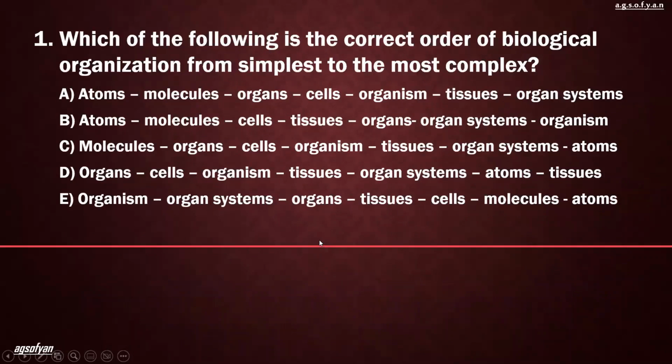Okay, so it should be this one. Alexis mentioned it should start from atom because atom is the smallest unit of matter. So whether A or B, what happened with atoms? It combined to make molecules. So this one's still a correct answer, both of them.